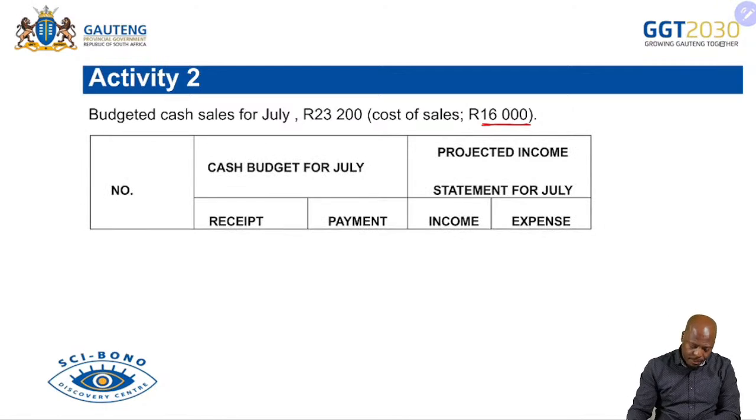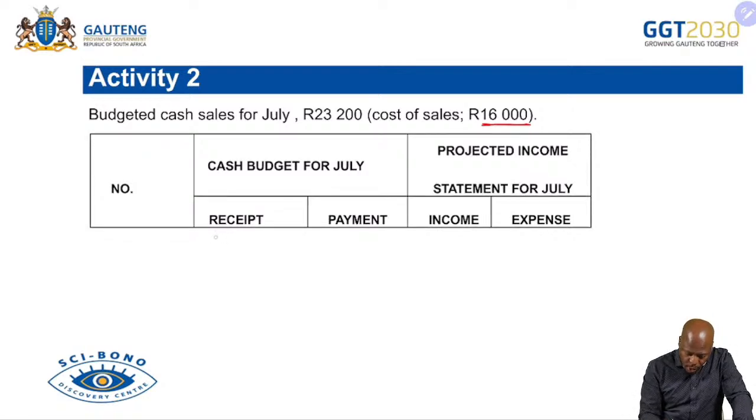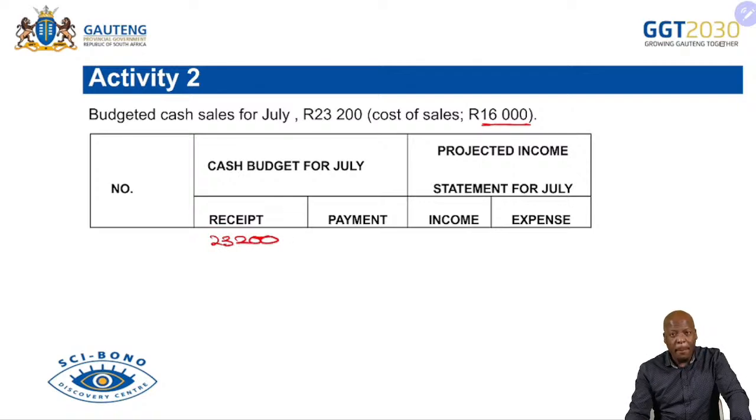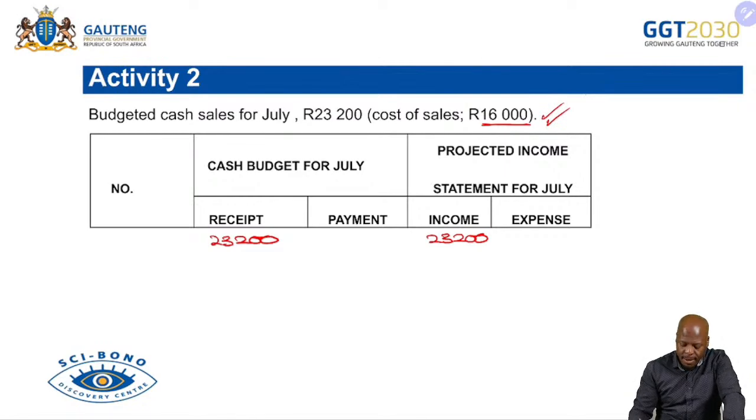Here's our table again. If I have my budgeted cash sales, I will bring it here, 23.2. That is my cash sales. But we know that sales also go into the projected income statement. So I'm going to come here, 23.2. Very important. And then my cost of sales, how much is that? 16,000. So it will come now into my projected income statement, 16,000 there.